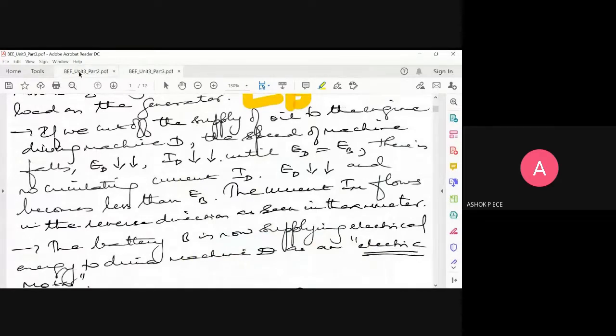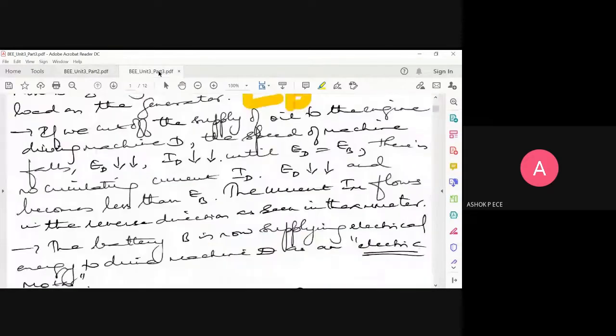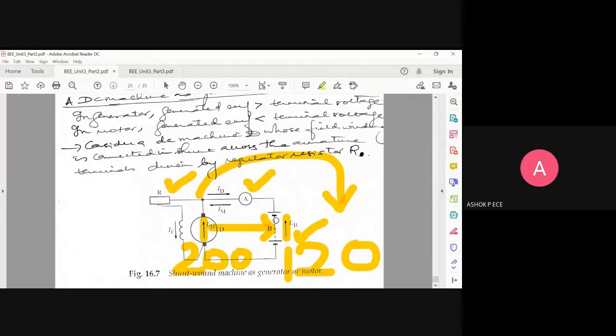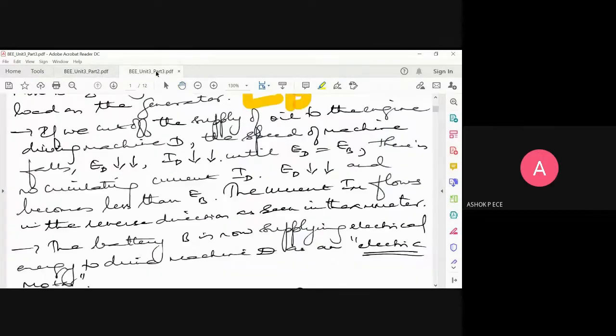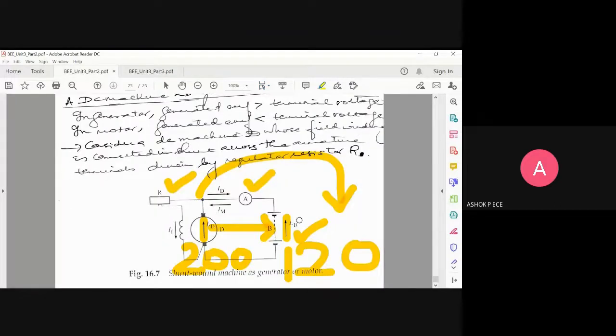This ID will reduce until both the EMFs are the same, until ED equals EB and there is no circulating current. When ED becomes equal to EB, since there is no potential difference, no current is going to flow. And ED will reduce further and become less than EB because the rotor is rotating slowly. The induced EMF will slowly drop below EB.